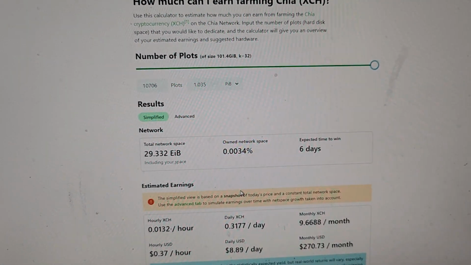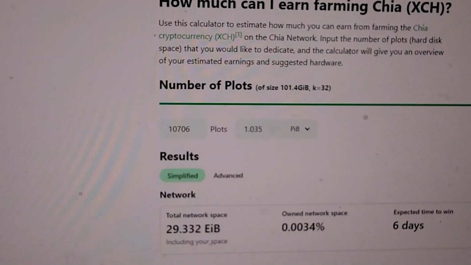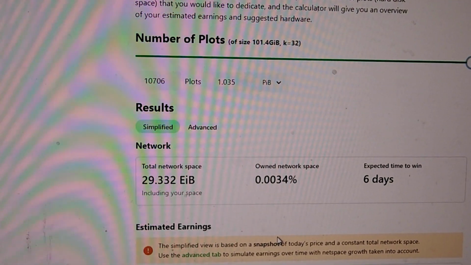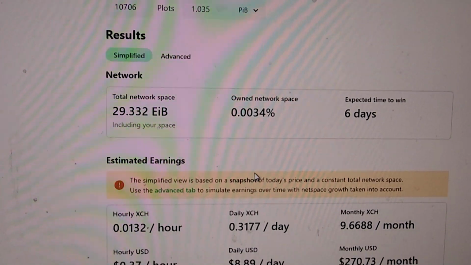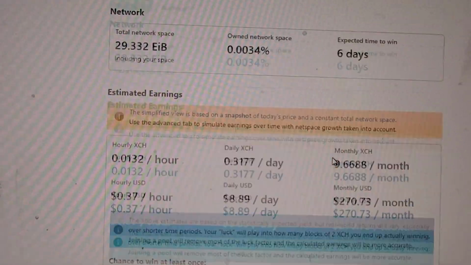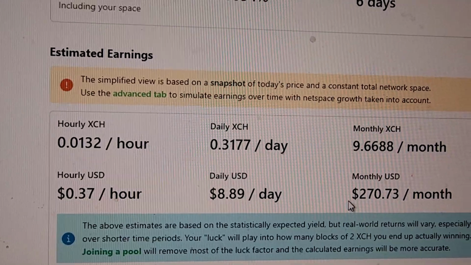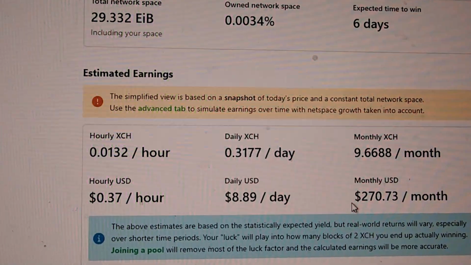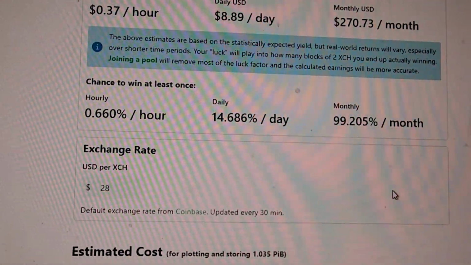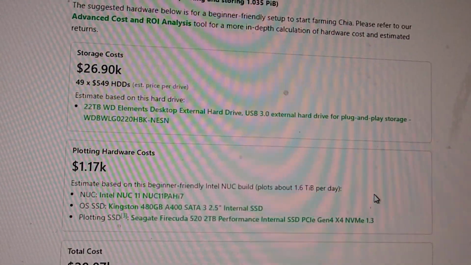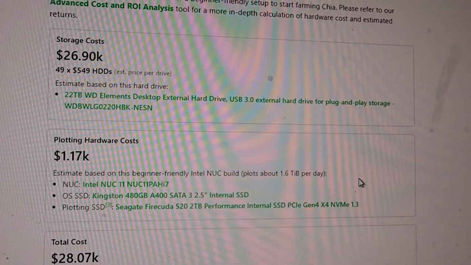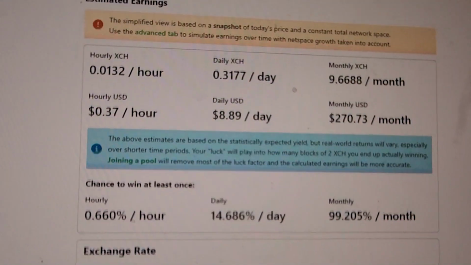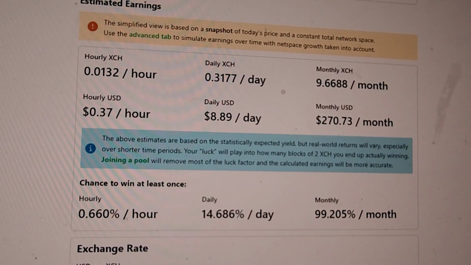So as I said before, I have just over 1 petabyte. I believe I'm missing another drive somewhere. So I've got 10,706 plots that are actively running, which means I am making about $270 a month, about $9 per day. That entire setup, I believe, cost me about $26,000. And that's pretty much what it would cost today to build that setup. So a $26,000, $27,000 setup makes about $270 a month with Chia.